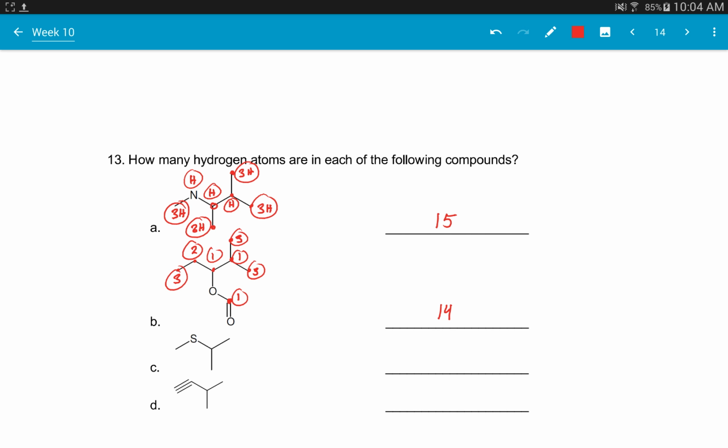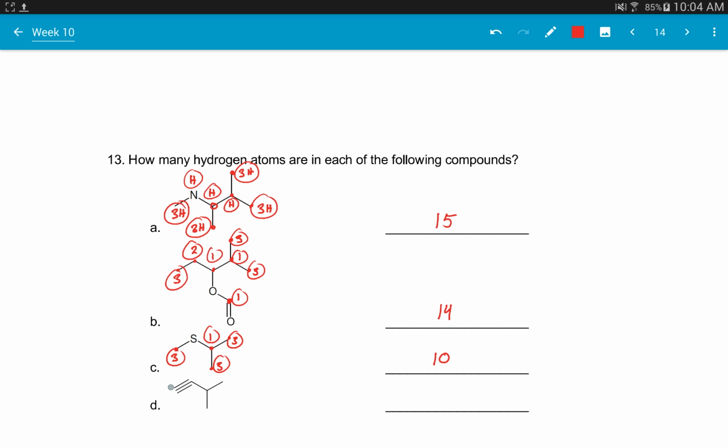For the next one, this carbon would have 3 hydrogens. Sulfur, just like oxygen, only wants 2 bonds, so it has both bonds that it wants. This carbon has 3 bonds, so it needs 1 more hydrogen. This has 1, so it needs 3 hydrogens, and that one needs 3 hydrogens as well. So 3, 4, 7, 10 hydrogens altogether.